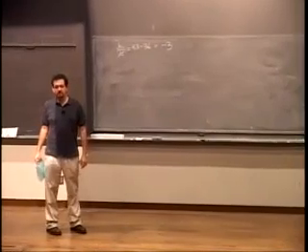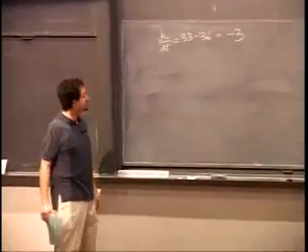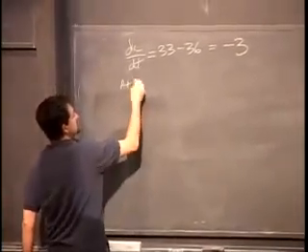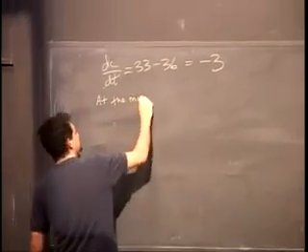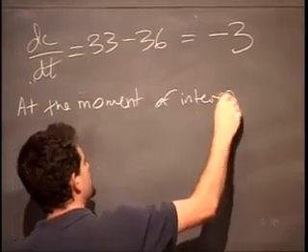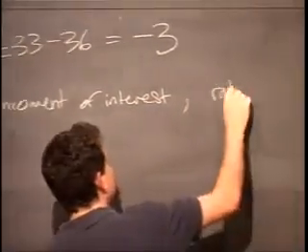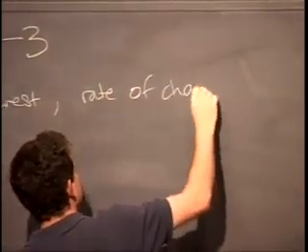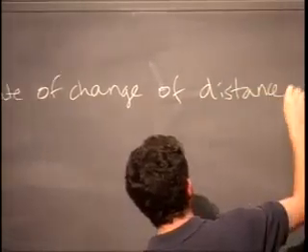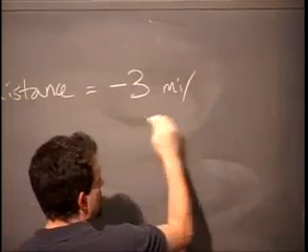Well, we better write this in words. First of all, C was the distance between the cars. dC/dt is the rate. So at the moment of interest, it's too complicated to describe, but it's basically when one car is 21 and the other one's 28 miles away, the rate of change of distance equals minus 3 miles per hour.